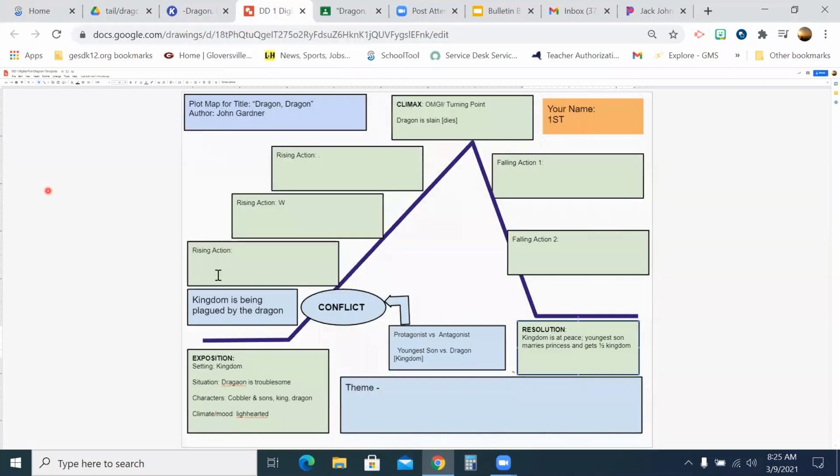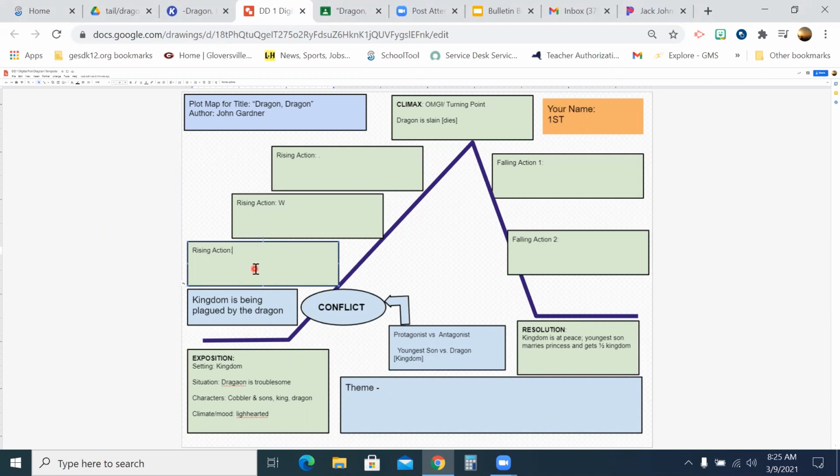So let's think about, and we're looking for key events that happen between the kingdom being plagued by the dragon and how that leads to the dragon being slayed. So what's the first big thing that happens in the story? Haley, you gotta turn your mic on. The dragon comes and attacks the kingdom, and then the king has to figure out what to do.